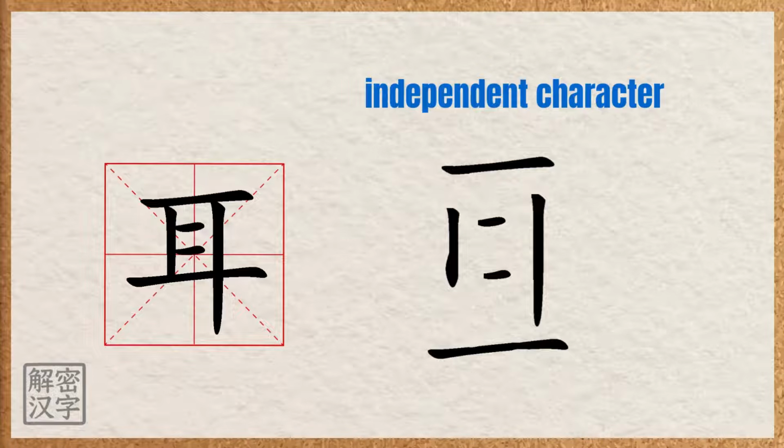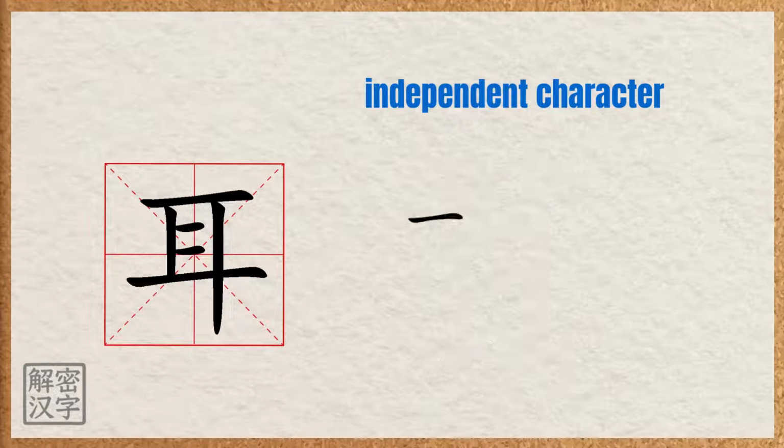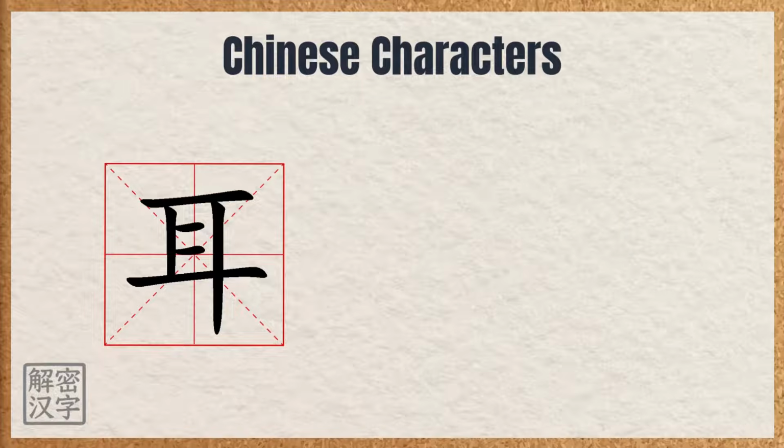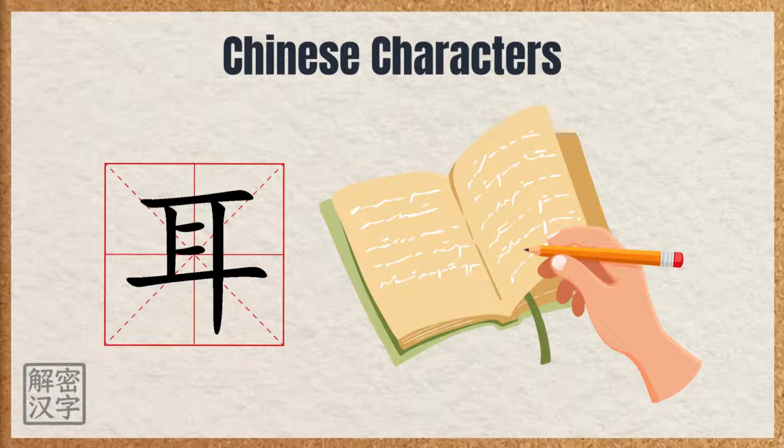If we break it down completely, you'll see it's actually just made of simple horizontal and vertical strokes, 6 in total, 4 horizontals and 2 verticals. It looks pretty easy, but putting those strokes together the right way still takes a bit of attention. Just keep an eye on the shape and follow the correct stroke order to write properly. Let's take a look at how to write 耳 stroke by stroke.